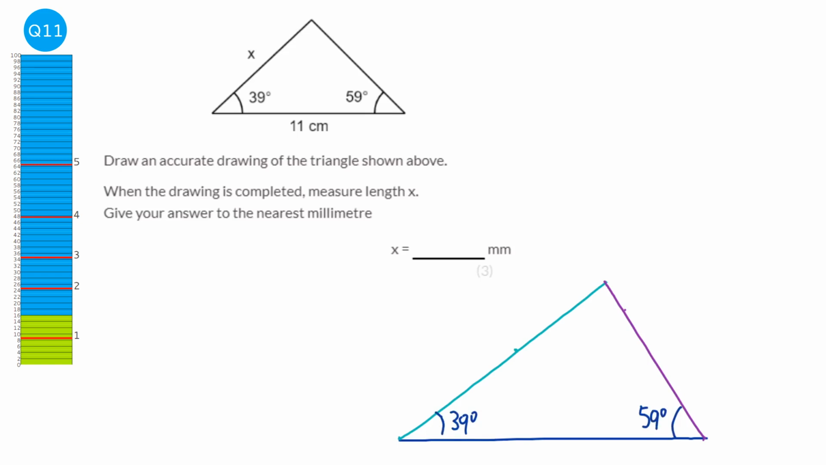And it says when it's completed, measure length x. So I'm going to get my ruler out and I'm going to measure this length here, and it is about 95 millimeters. So the answer for me is 95 millimeters. Now there is some level of precision. You're not going to get necessarily exactly 95 millimeters.